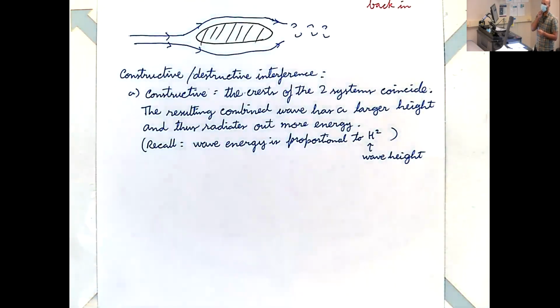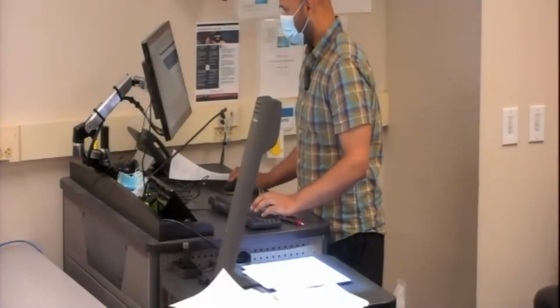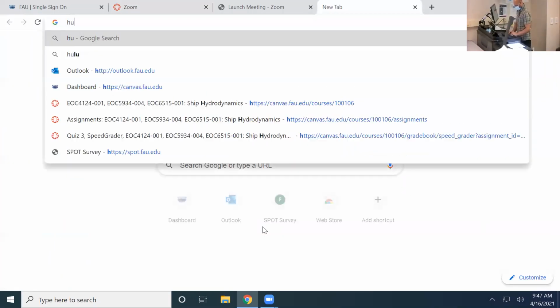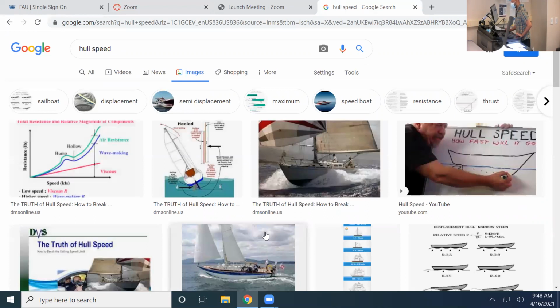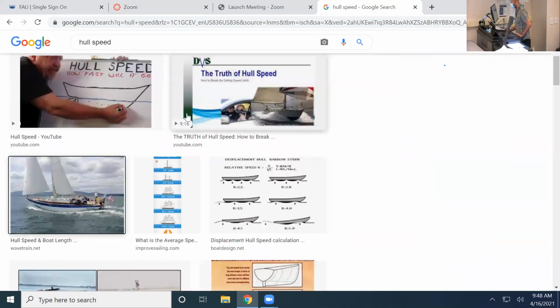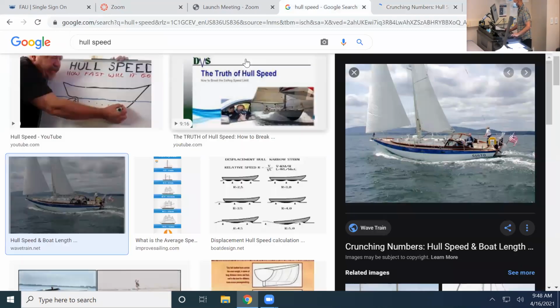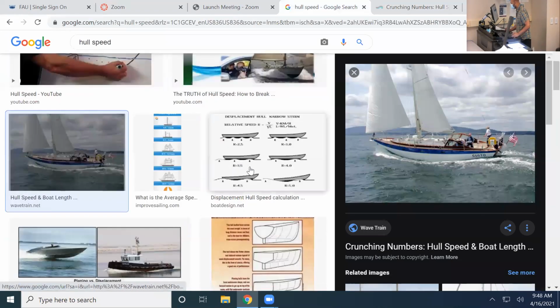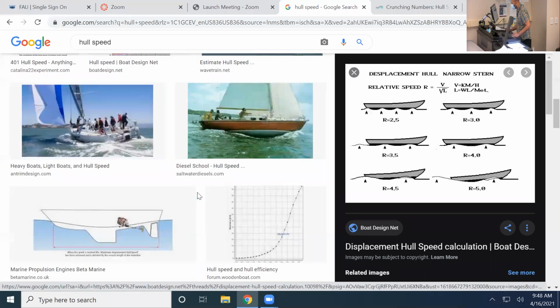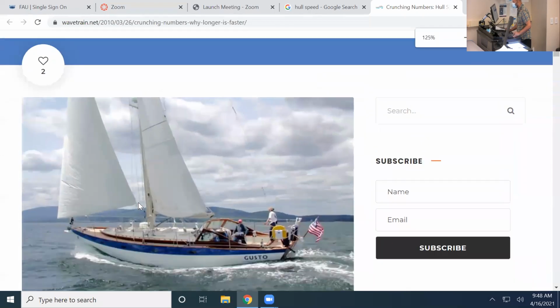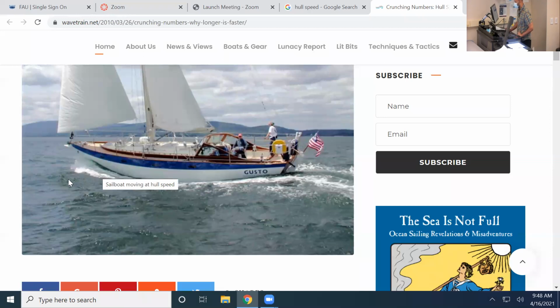Did you guys learn about hull speed in fluid mechanics? No. Okay, let me see if we have a cartoon. Okay, this picture is more or less what's related to hull speed. So you see, there's an upwelling at the bow and an upwelling at the crest.